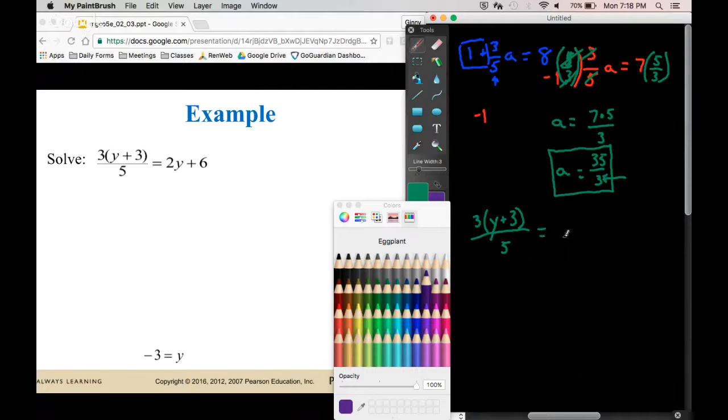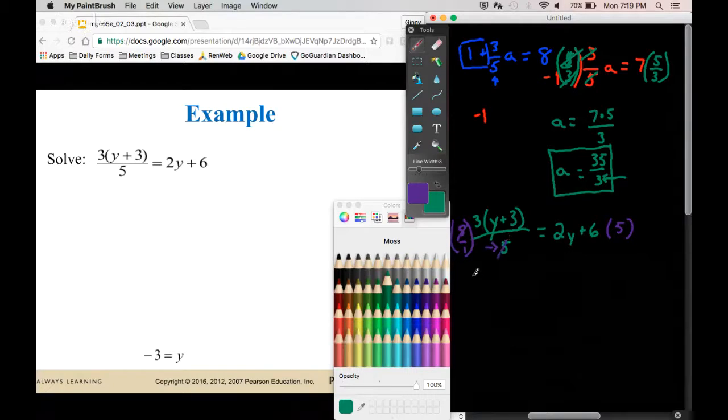Okay, and that's going to equal 2y plus 6. So the first thing you need to do is get rid of this fraction right here first. What you're going to do is multiply both sides by 5 to get rid of this 5 down in the denominator. So you multiply this side by 5 and this side by 5.